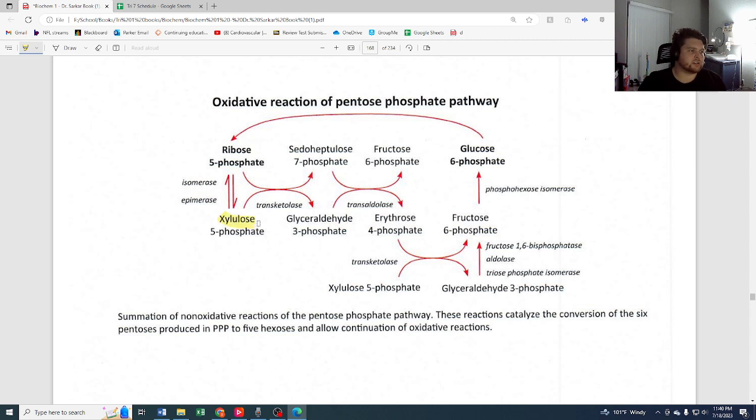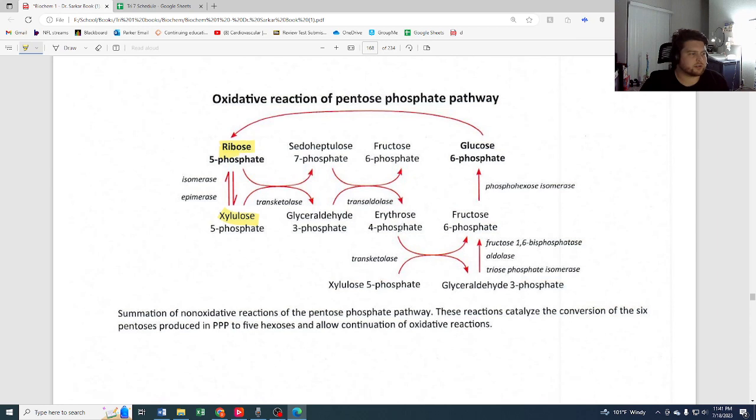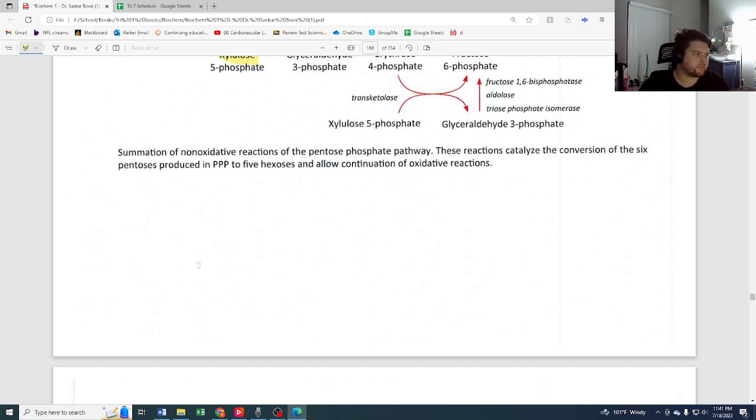Like if you understand that xylulose and ribose are just epimers of each other, meaning they have the same chemical composition but just a slightly different organization of those chemicals, then you understand the isomerase, epimerase, that's going to be what's going to happen. The fructose and glucose, same thing, these are isomers of each other, so you're going to have an isomerase. Okay.